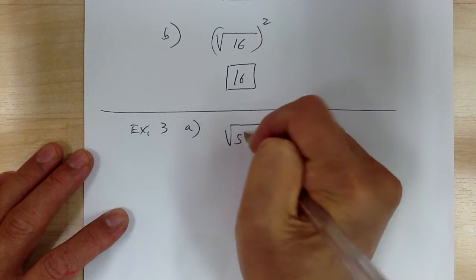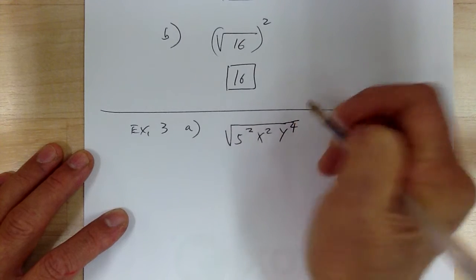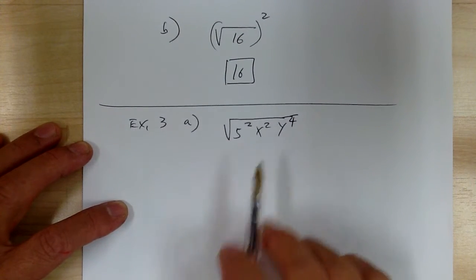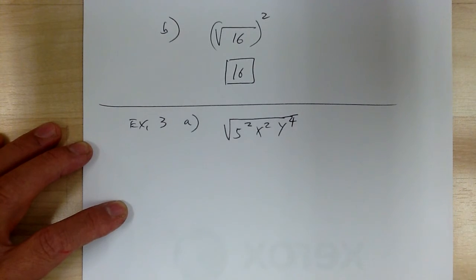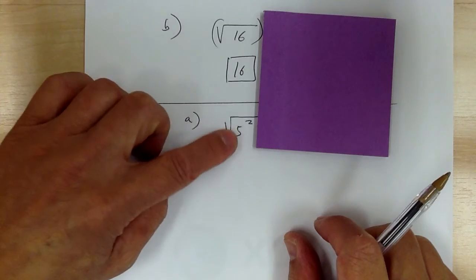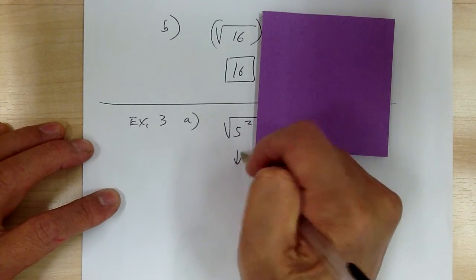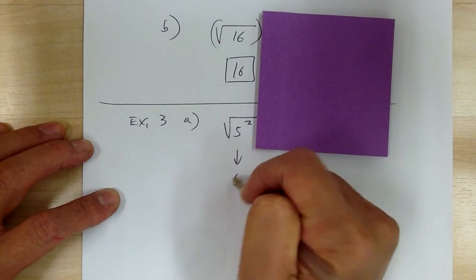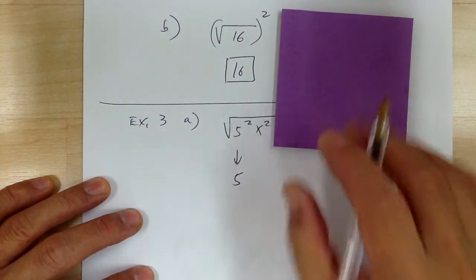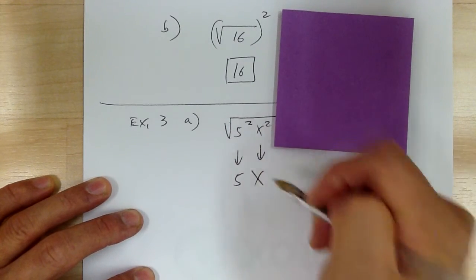So you have the square root of 5 squared, x squared, y to the 4. Okay? So when you have multiple factors, you just do one at a time, right? So all you do is look at this one over here. Square root of 5 squared, again the square and square root cancel out, so you end up with a 5, right? So that takes care of the number. You go down to the next one, the square and square root cancel out, so you're going to get x, right? So from here you get x.